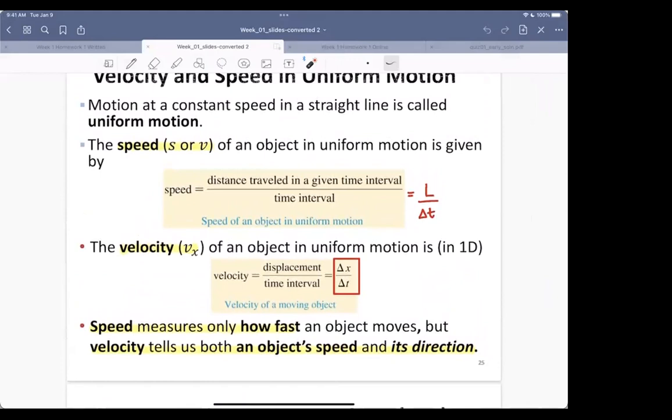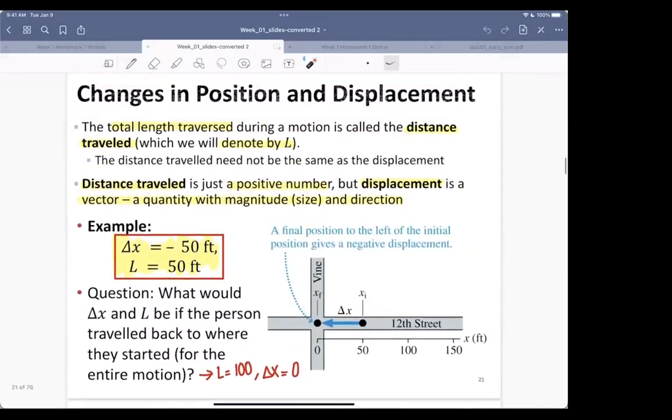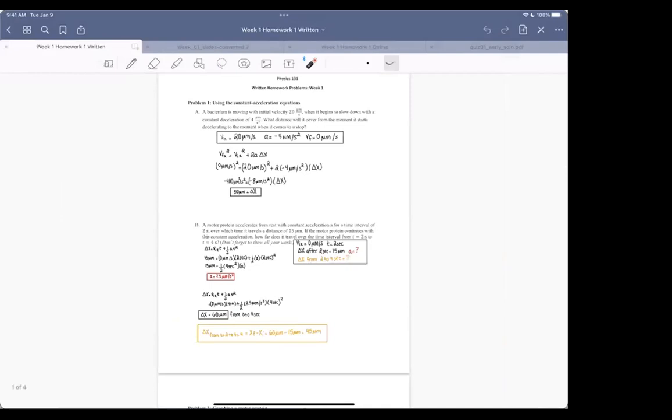So if you understand what you're looking at, what the difference between distance and displacement is, you're going to be able to interpret the problems a lot better, and you're going to be able to translate that information into equations, into calculations that are going to be accurate, going to be correct. Otherwise, that's pretty much it for what you need to go over for the slides. That's what I would emphasize.